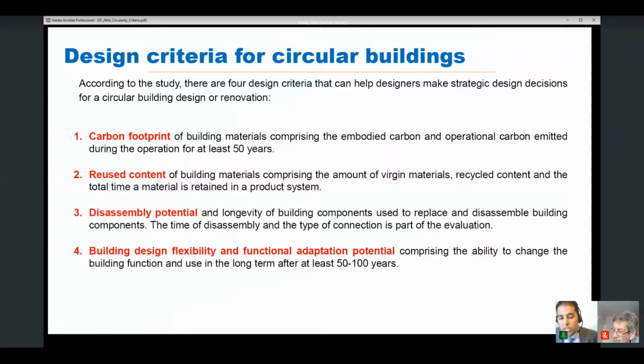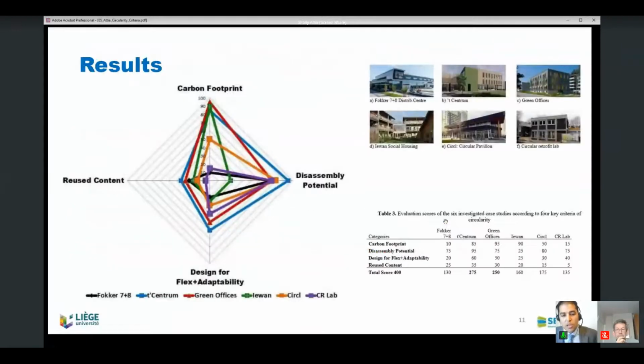And finally, we went through building design flexibility and function adaptation by doing scenarios over periods of 50 to 100 years to change the use of the building and test different scenarios of use. So these are the four main criteria that we had. And here I am delighted to share with you these initial results.